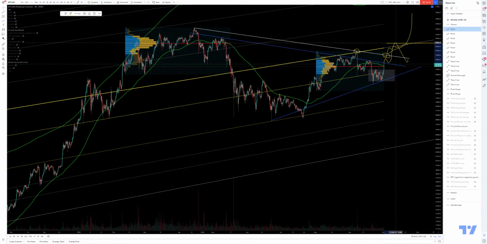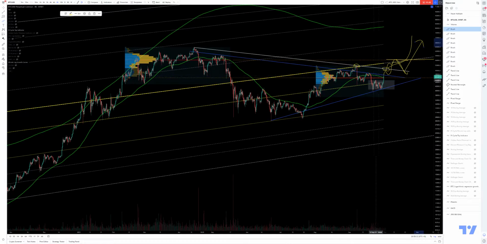So with this move, we might just keep there, and then retest the 60k, the top of the trend line, and then go up. That's another hypothesis.